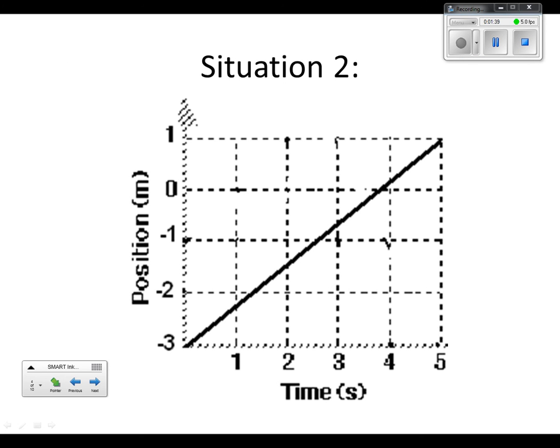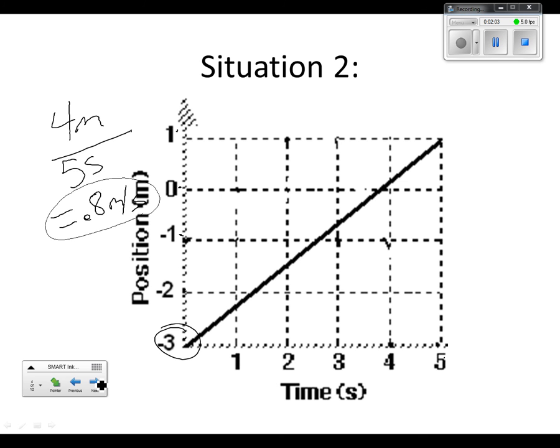Situation number 2. Now again, it doesn't matter where you start, you're just looking at the slope. Even though it starts at -3, we're just doing the slope. So we're going to go up 1, 2, 3, 4. So that's 4 meters divided by 5 seconds. So that's 0.8 meters per second. So that's for the full 5 seconds.